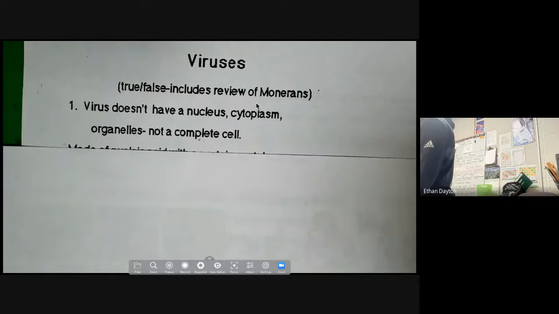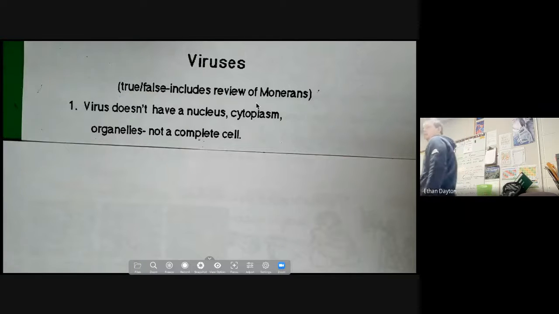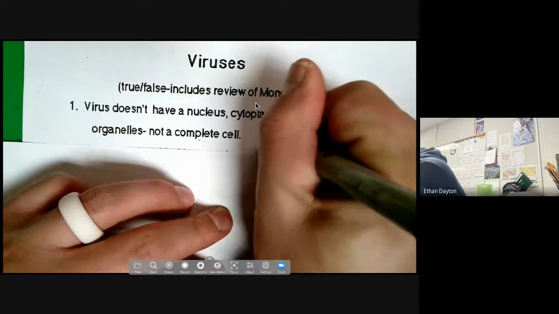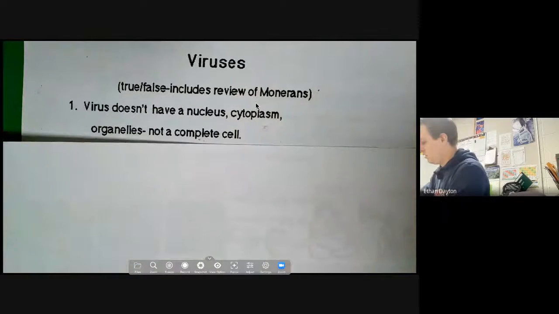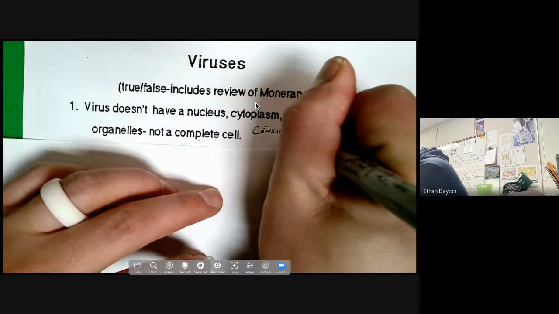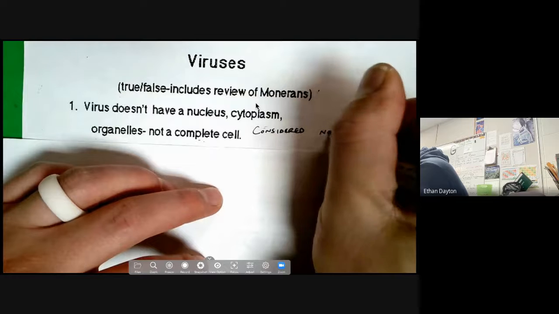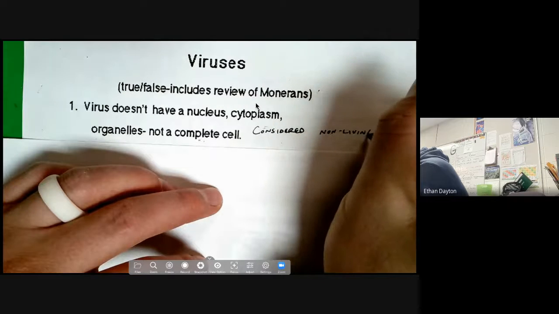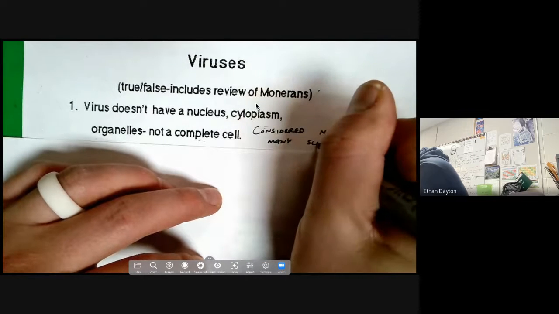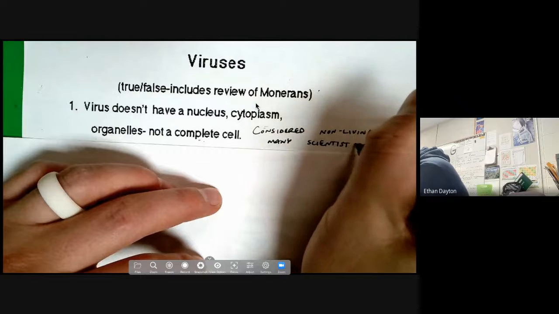First one. Virus doesn't have a nucleus, cytoplasm, organelles. It is not a complete cell. Virus. It's considered non-living by many scientists.